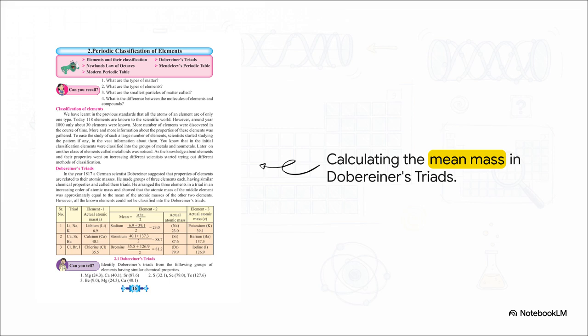But as we know, science requires absolute consistency. The major problem here was that all the known elements at the time could not be classified into these neat little triads. The rules simply broke down for other elements, so the scientific search had to continue.